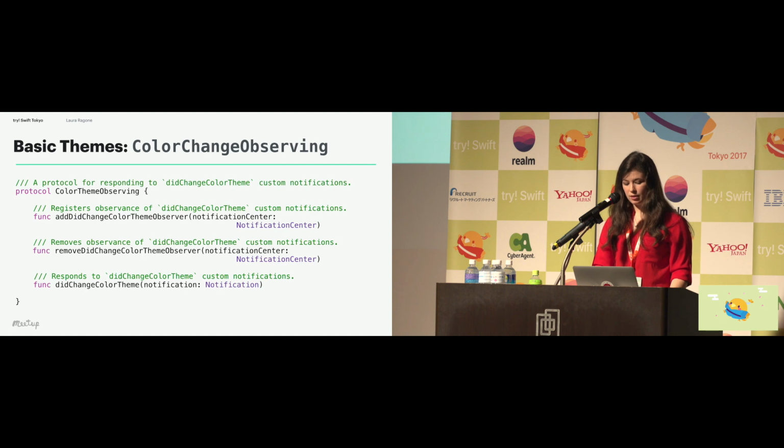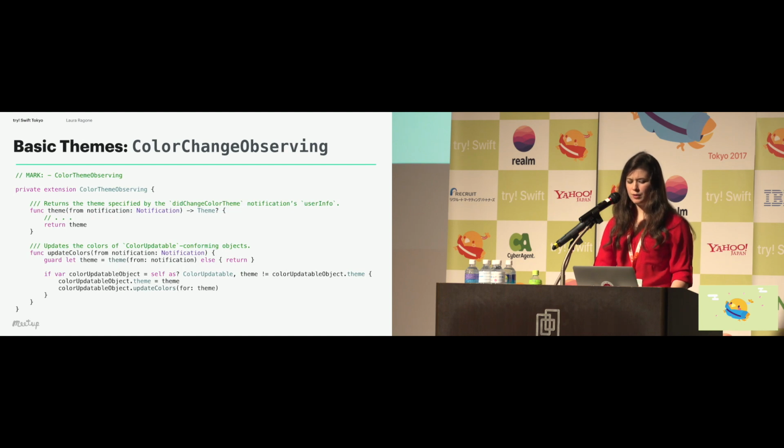In practice, you should call the function to add the color theme change observer early in your controller's lifecycle. This should ensure that posted theme change messages are received. Upon receiving the message, the didChangeColor theme notification function will be called. We can continue to extend our ColorChangeObserving protocol to provide it with some default behavior.